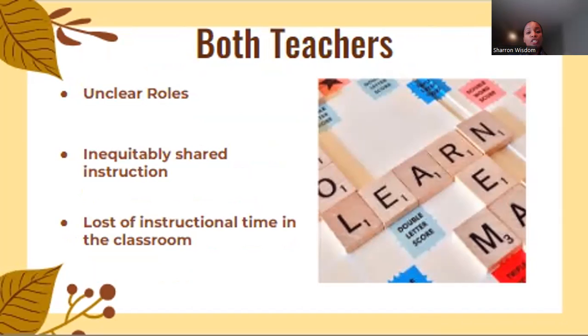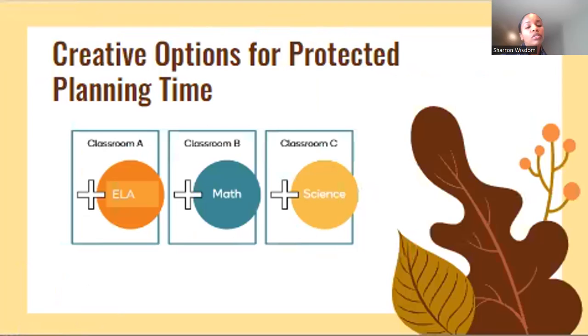And also both teachers are feeling unclear roles, not sure what you're supposed to be doing, not sure what it's supposed to look like when it's happening. It's just really all a spur of the moment and unplanned, right? Inequitably shared instruction. So maybe the general education teacher is teaching most of the lesson and we're taking a one teach, one assist approach or one teach, one observe approach.